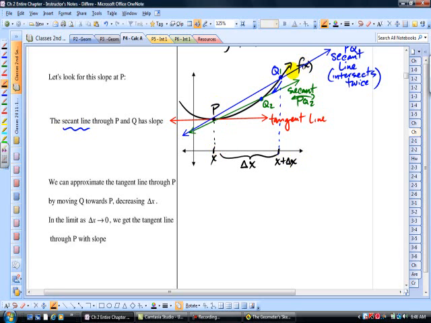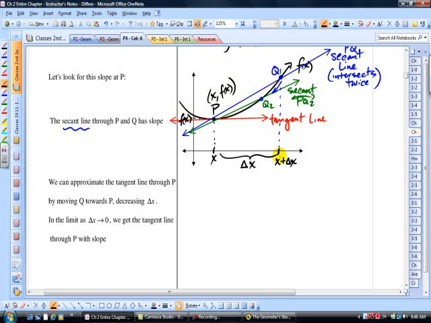So if our function is called f of x, then P has coordinates x, comma, f of x. You take that point, substitute in your function, you get a y value. It's called f of x. Remember, f of x is just this fancy notation for y. This is a y value.